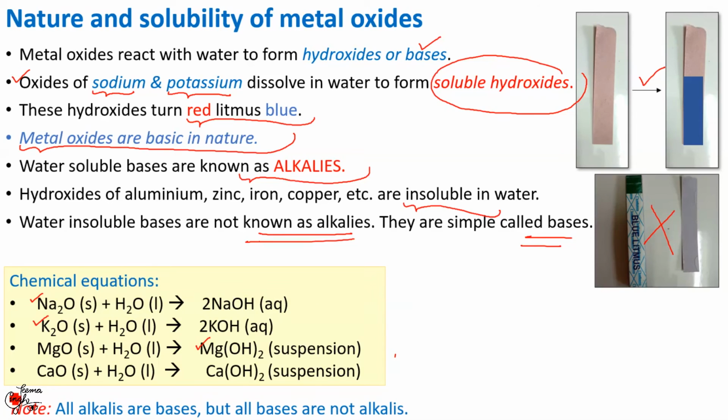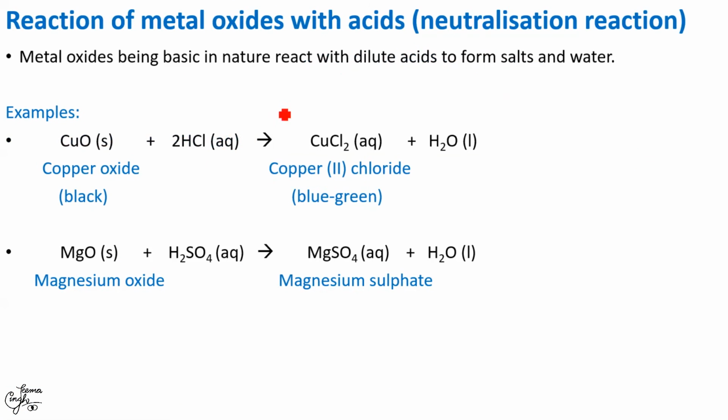Now we can make a general statement. All alkalis are bases, but all bases are not alkalis. Take a moment and think about it. Well, as these metal oxides are basic in nature, they react with dilute acids to form salts and water. We can recall from one of our earlier videos on neutralization reaction. I've provided the link on top for you to refer. In neutralization reaction, an acid is neutralized by a base and vice versa to give corresponding salt and water as products.